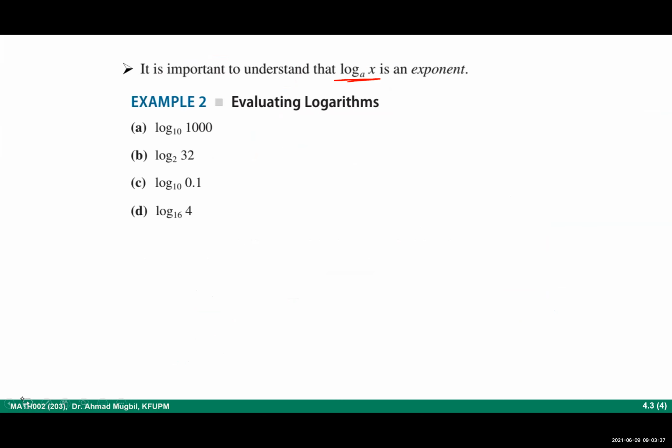It is important to understand that log a of x is an exponent. Let me ask Jasir, Jasir Al-Ruwaili, what does this equal to?